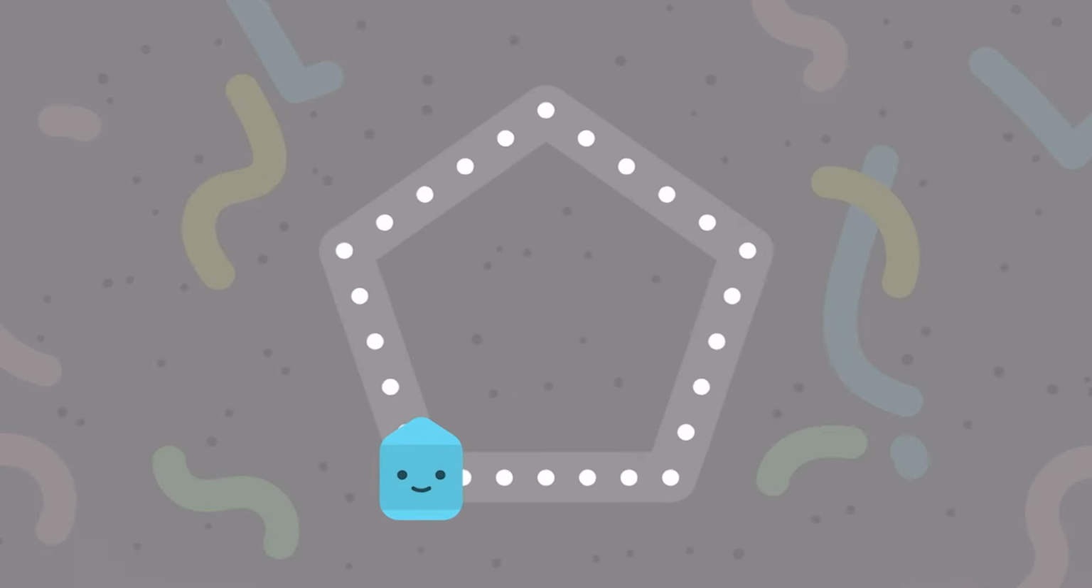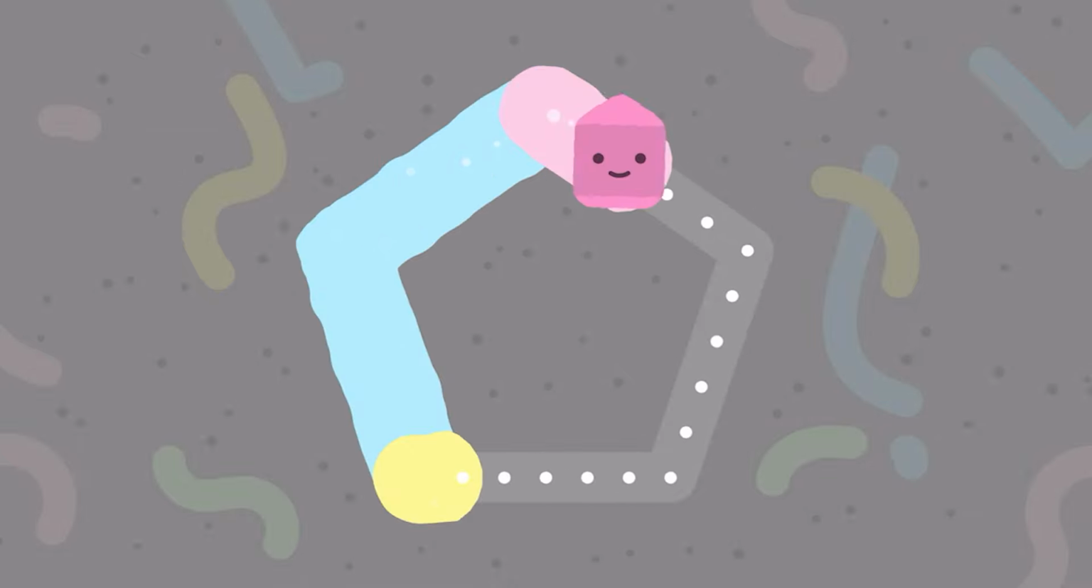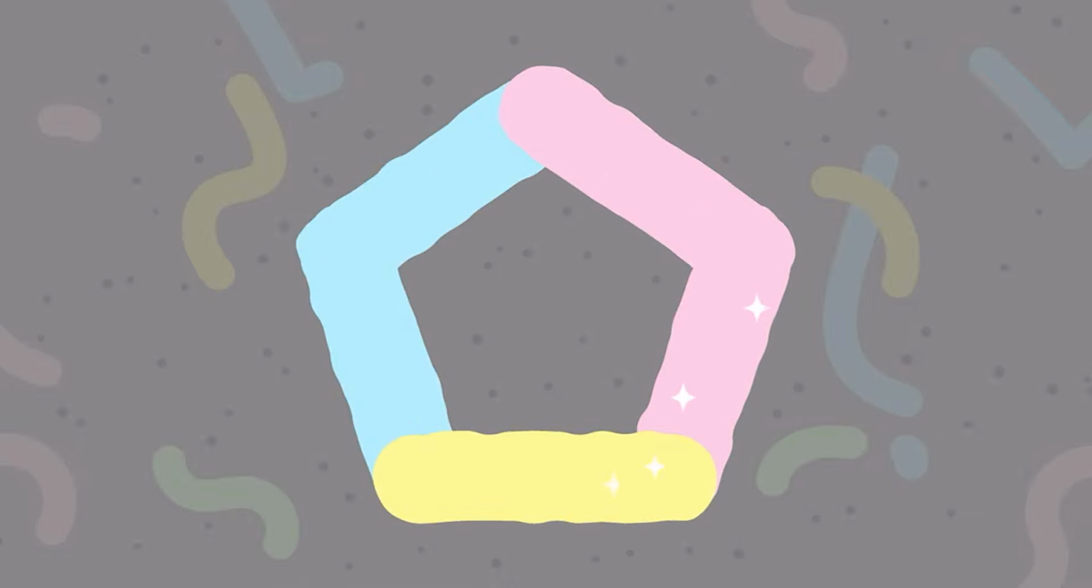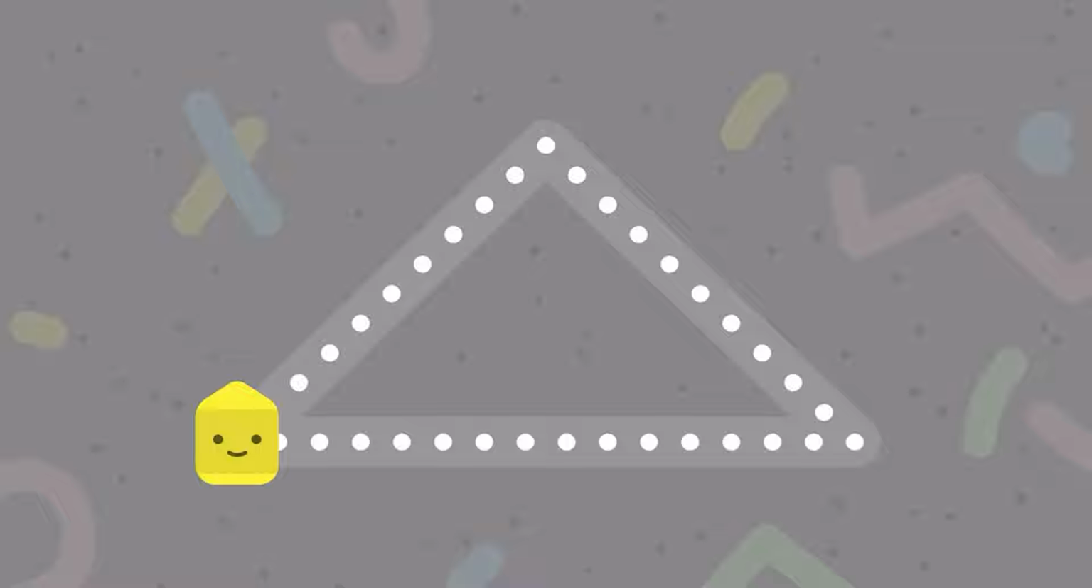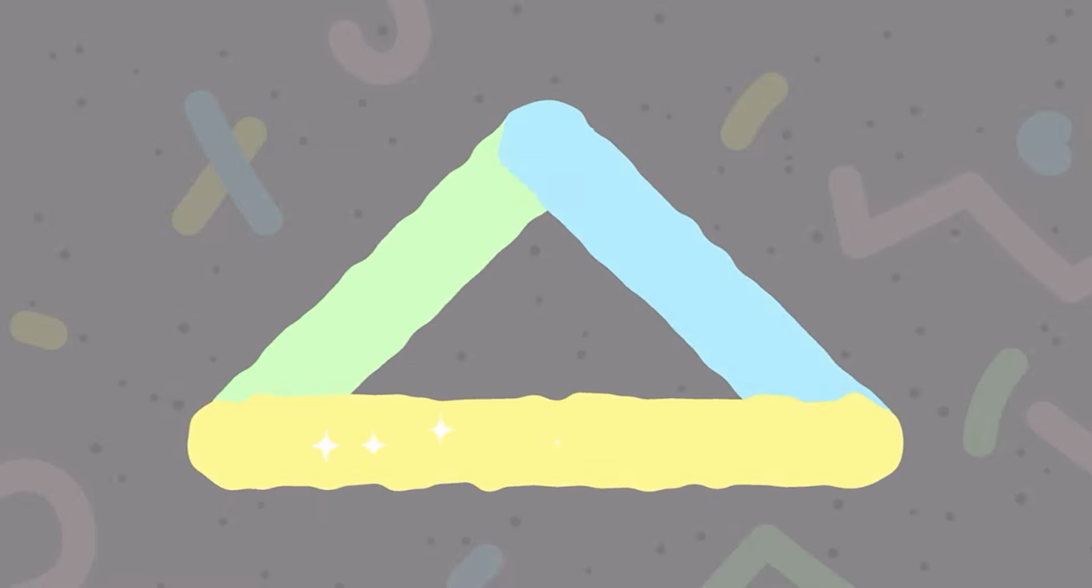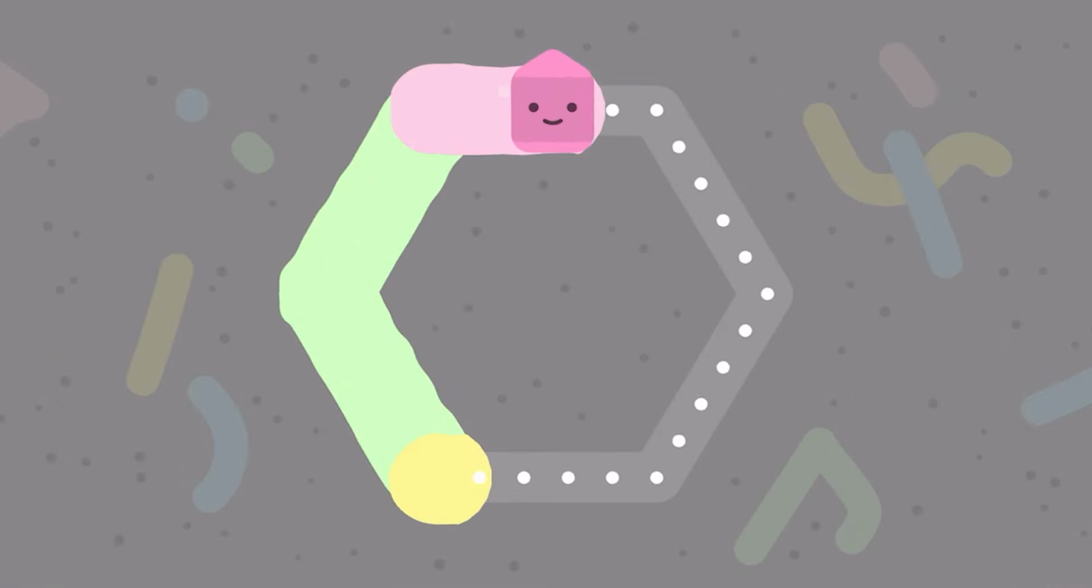A rectangle can be wide or narrow. A pentagon has five corners. Is made with three straight lines. Trapezoid. A hexagon has six sides.